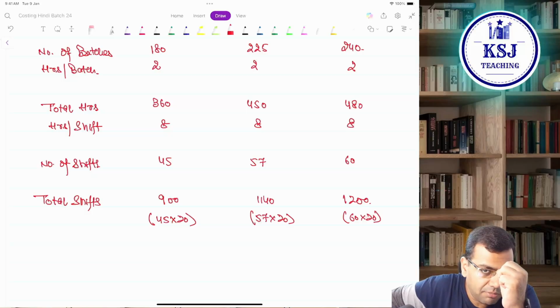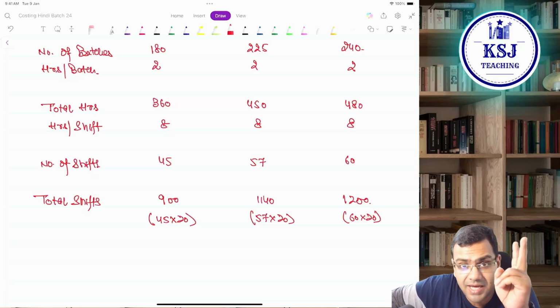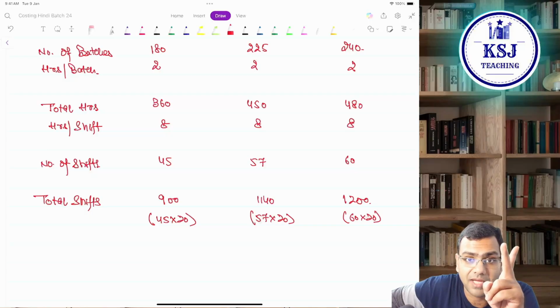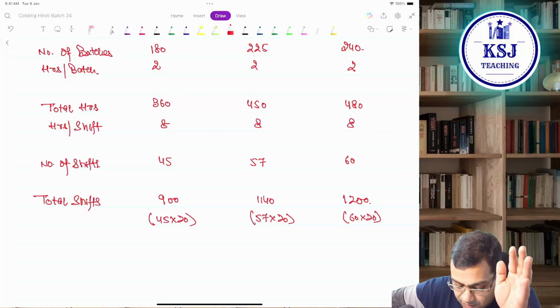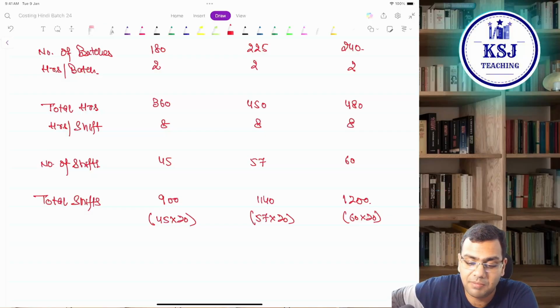right? So number of batches 180, hours per batch, it will be 2 hours. Worker will be working for 2 hours on one batch. So for 180 batches, he'll be working for 360 hours. For in one day, in one shift, how many hours are there? 8 hours. So we calculated the number of shifts for one worker. Then 20 workers are working on the different shifts. So what will be the total shifts for which the payment will be made? For every one shift, the rate is 880 rupees.